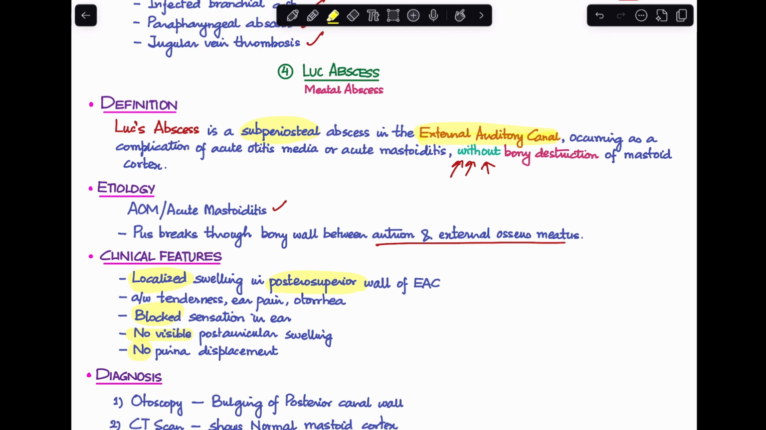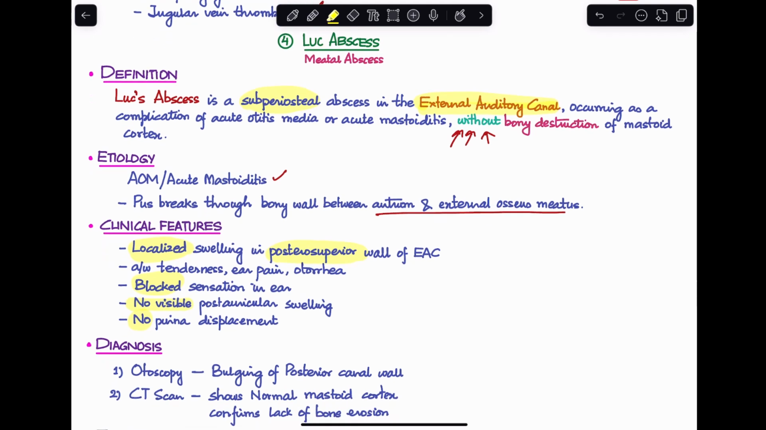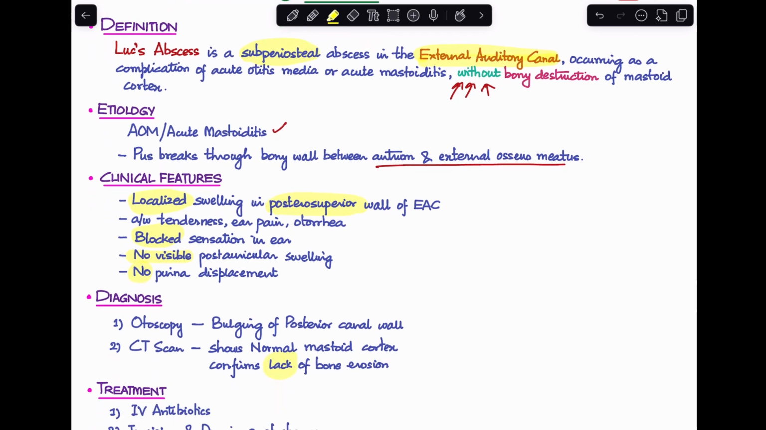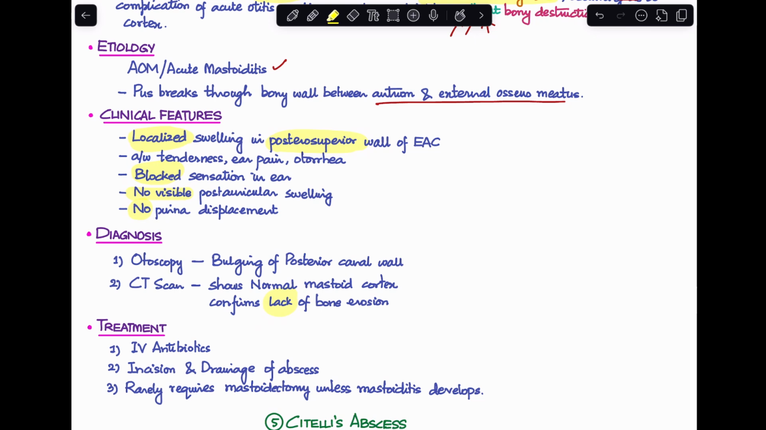Diagnosis is mainly a clinical diagnosis made by performing an otoscopy. And when you see a CT scan, you'll see that there is a normal mastoid cortex, and it will confirm the lack of any bony erosion. And coming to treatment of Luc's abscess, we'll start the case on IV antibiotics. We'll perform an incision and drainage of the abscess. Rarely do you need to perform a mastoidectomy, unless a mastoiditis develops.